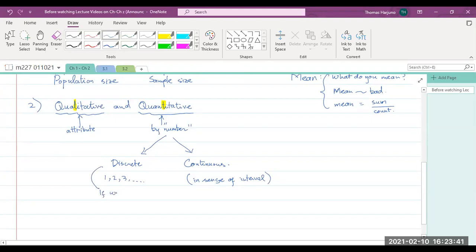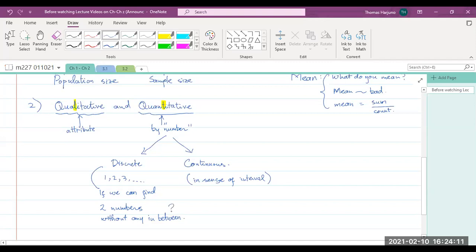we can find two numbers without any in between. Thomas, what do you mean with that?